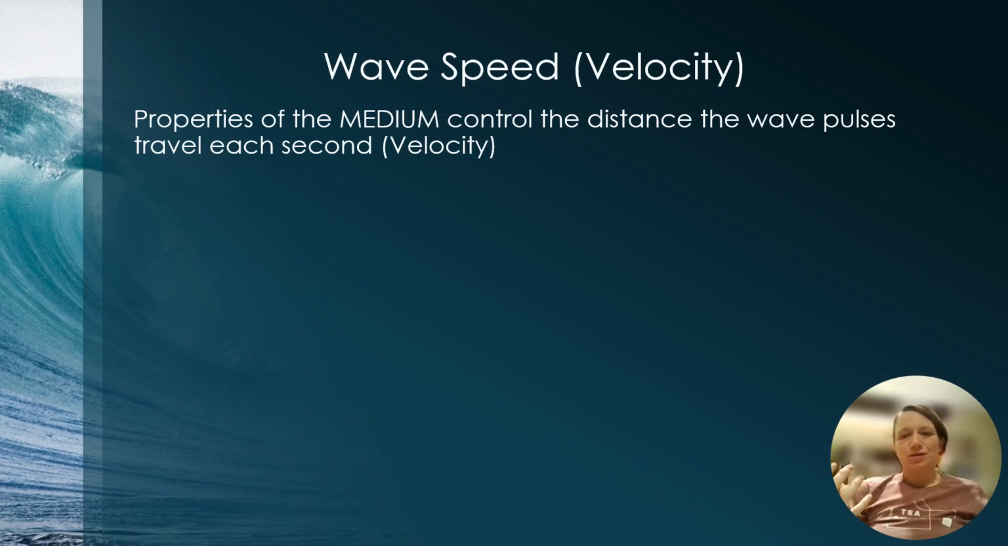So this brings us to a really important variable, which is wave speed or velocity. While we talked about all the things that the wave source can control, the wave speed is actually controlled entirely by the properties of the medium that the wave is in. The source can't do anything to speed up or slow down the wave. The wave is going to move as fast as it's going to move in the medium.